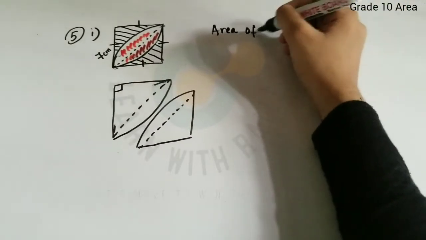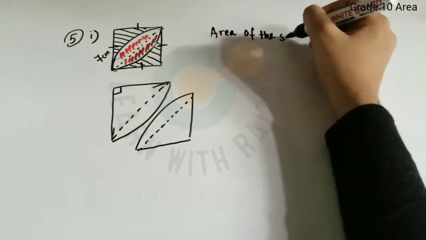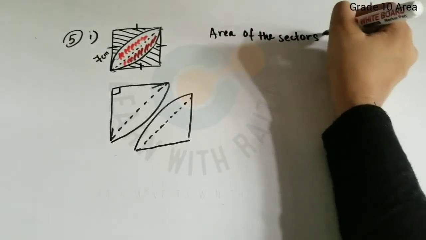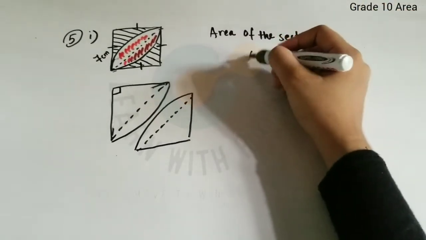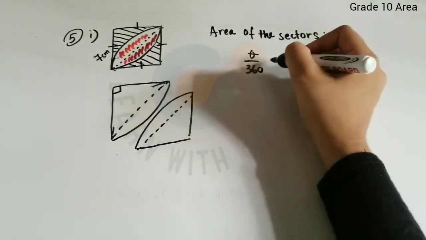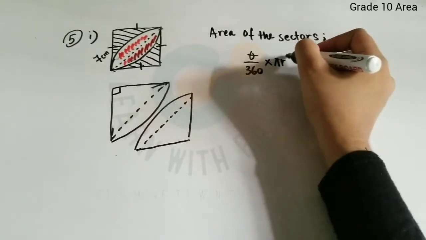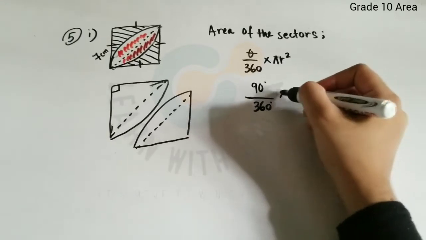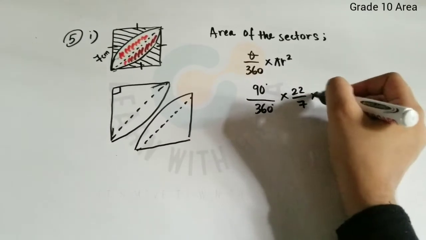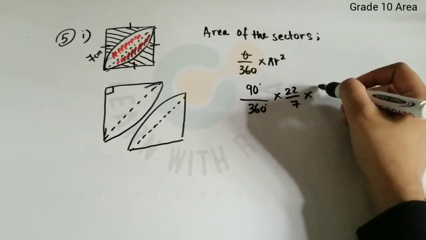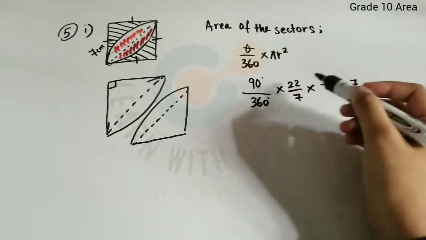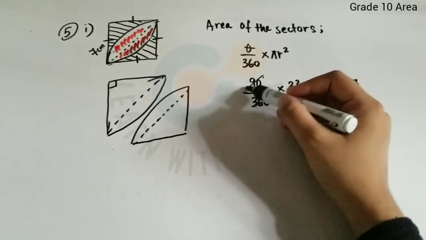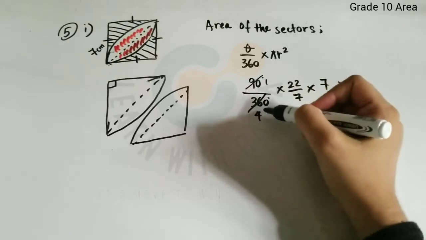Let's see. Area of the sector. Sectors, I'll take both the sectors together. So theta upon 360 into pi r squared. So it's 90 degree upon 360 degree into 22 upon 7 into radius means 7 into 7. I can cancel now. 90 times 1, 90 times 40.